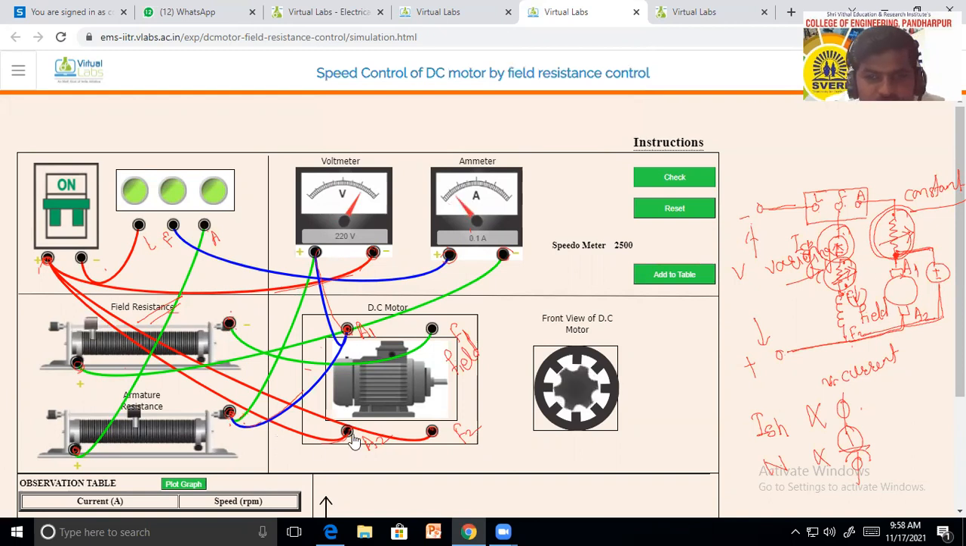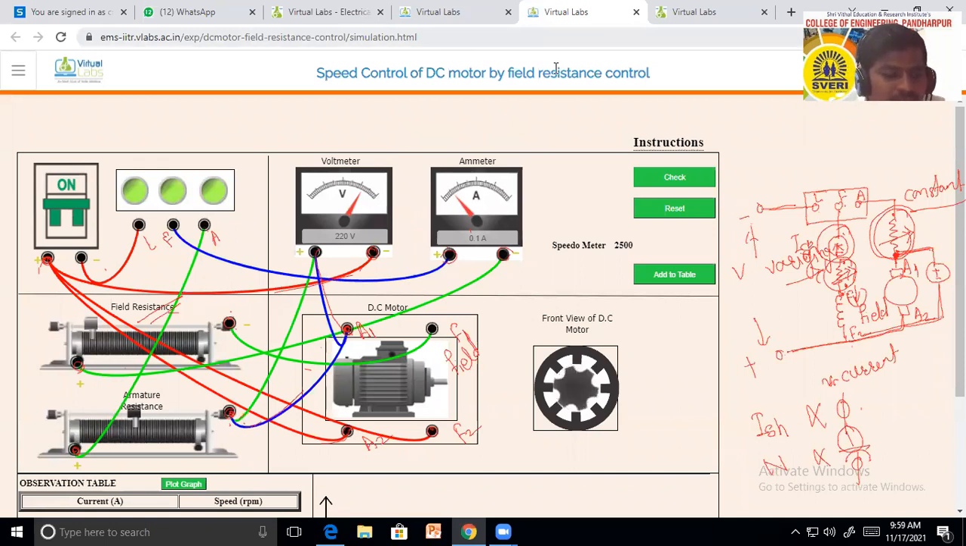Okay, so the motor will start. See, the motor will start running. The voltmeter reads some value, and this value becomes 220. The current at this point is 0.1, and the speedometer shows that the speed is 2500 revolutions per minute.